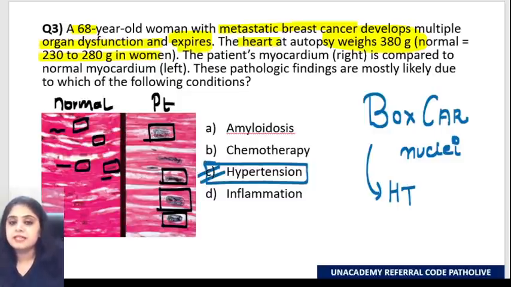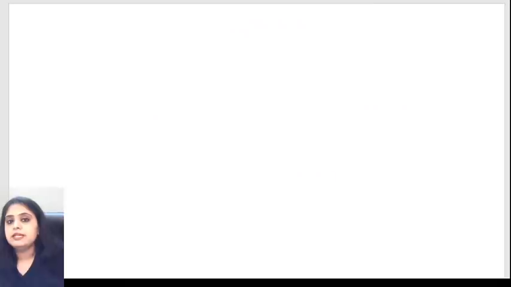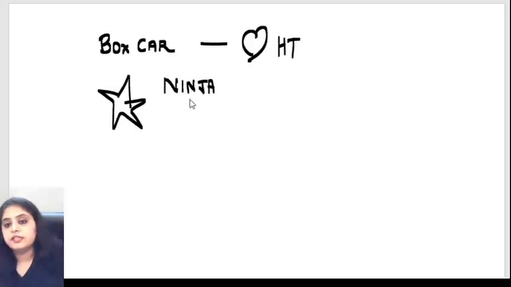In fact, what is your homework of the day? One nuclear morphology I have taught you, the box car nuclei, is seen in cardiac hypertrophy. Next, what you need to tell me is what is the condition which shows you the ninja star nucleus. Which condition shows you the ninja star nucleus in the heart? I have taught you this under images. So I'm expecting a really good response.